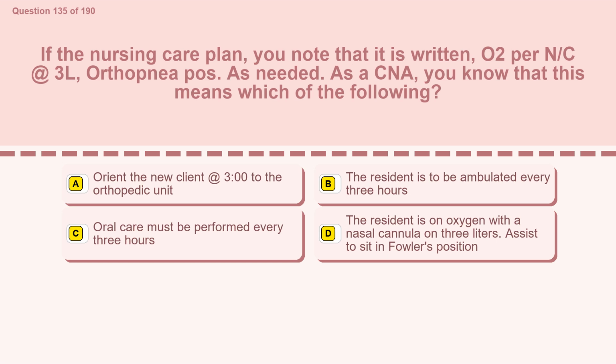Question 135. In the nursing care plan, you note that it is written, O2 per N/C at 3L, orthopnea POS, as needed. As a CNA, you know that this means which of the following? Option A, orient the new client at 3 o'clock to the orthopedic unit. Option B, the resident is to be ambulated every 3 hours. Option C, oral care must be performed every 3 hours. Option D, the resident is on oxygen with a nasal cannula on 3 liters. Assist to sit in Fowler's position.